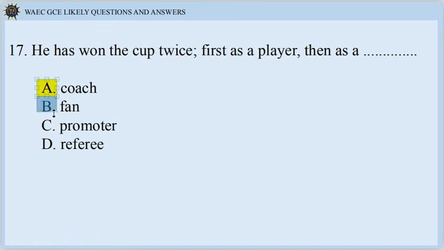Fan is a supporter of a team. Option C, promoter, is someone who organizes an event. Referee in option D is an official who enforces rules and regulations in a particular game or sport generally. Now, a fan does not win a cup. Promoters and referee too don't win cups. It is only players and coaches that win cups and trophies in a team. Hence, the correct option is A, coach. He has won the cup twice, first as a player, then as a coach.